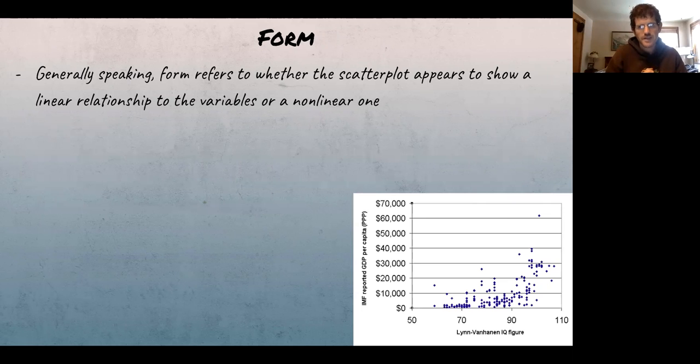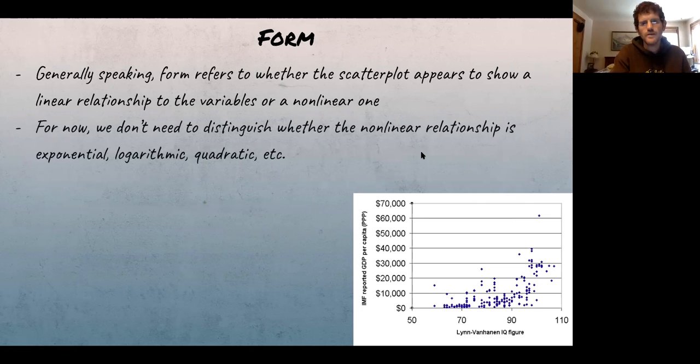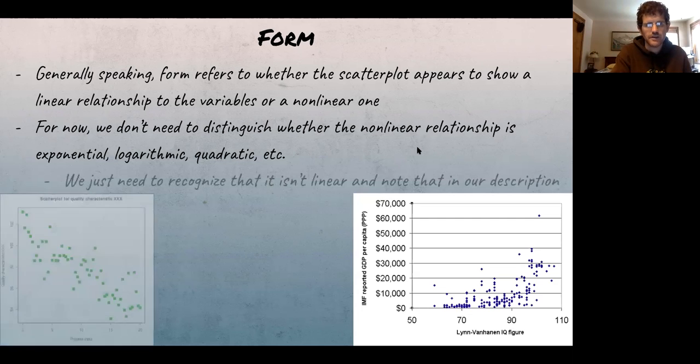Form refers to whether the scatter plot appears to show a linear trend or a nonlinear one. So basically, form: is it linear or nonlinear? For right now, and actually in general, we're not going to worry about whether it's an exponential trend, a logarithmic trend, or a quadratic trend to the data. We don't care about what it is right now. We just want to decide, is it linear or nonlinear?